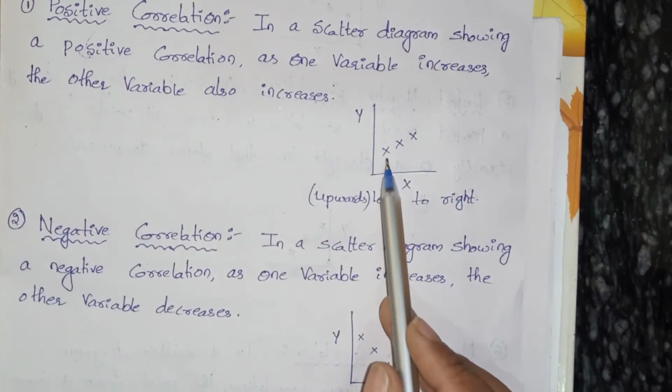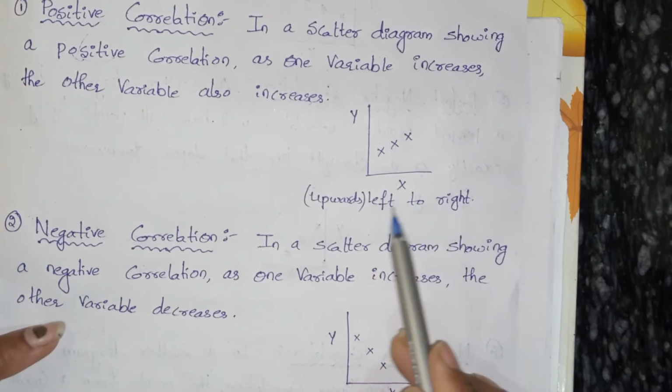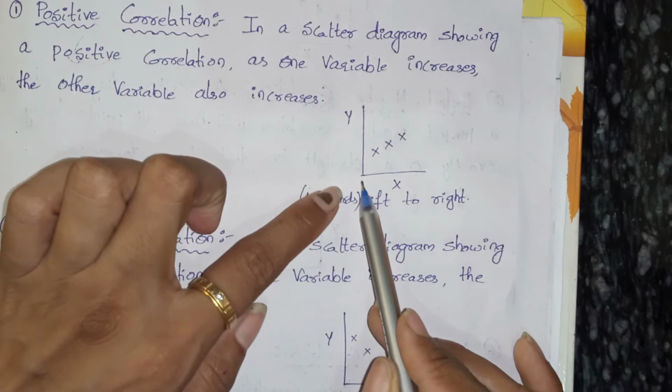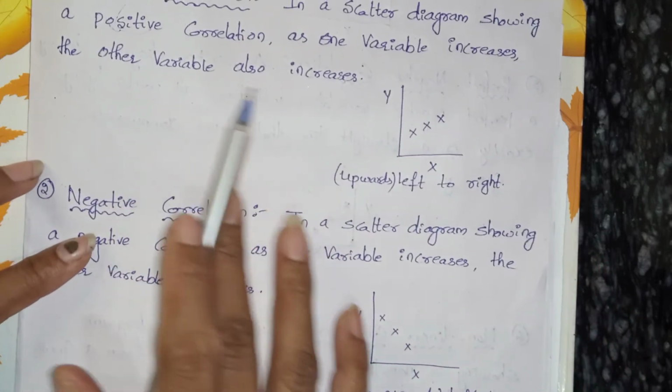Positive correlation, and the graph will be upward. The graph will be upward from left to right, from left bottom to right top. So that is called positive correlation.